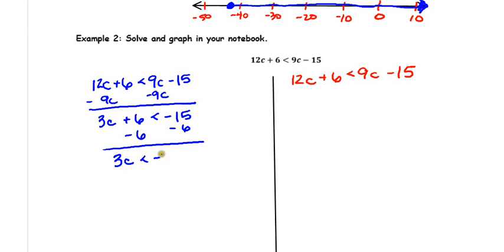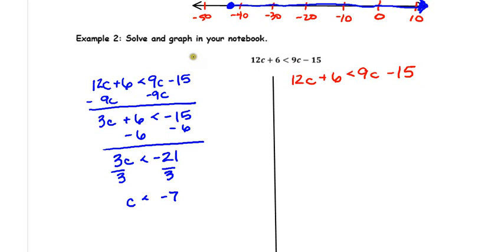Is less than negative 21. And then divide both sides by 3. So I know that c is less than negative 7 here. Again, the steps to a solution were exactly the same as if I had been solving an equation. Except now, when I go to graph this on a number line, I'm looking for any number that could be filled in for c that is less than negative 7. Very similar to example 1.